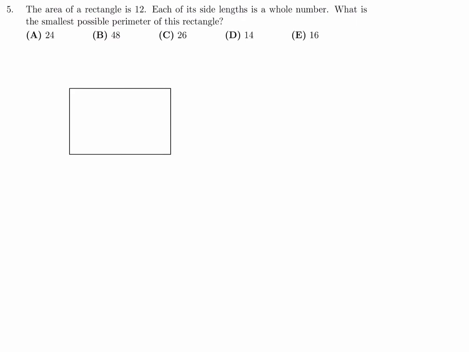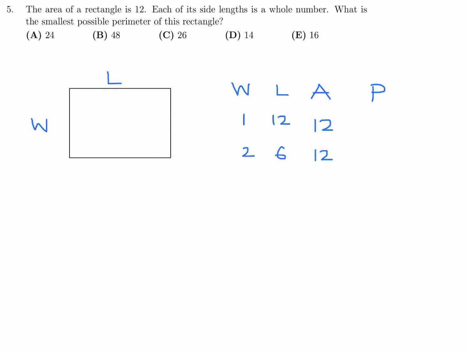We have some rectangle and we have some width and length, and we can make a very quick table: width, length, area, and perimeter. Now they tell us that the area is 12, so we have to figure out whole number values of W and L. We can have 1 and 12, we can have 2 and 6, or we can have 3 and 4.